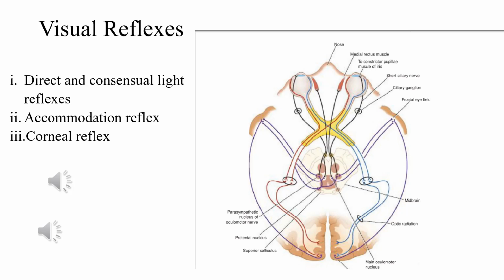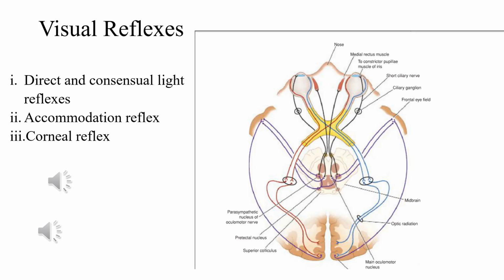In the ciliary ganglion, these will synapse and pass on to the sphincter pupillae of each side, through the short ciliary nerve. Now as these fibers are sending their connections to the Edinger-Westphal nucleus of both sides, that is why when the light is thrown into one eye, the pupil of the other eye will also constrict, because of this connection at the Edinger-Westphal nucleus. So this is the direct and consensual light reflex.